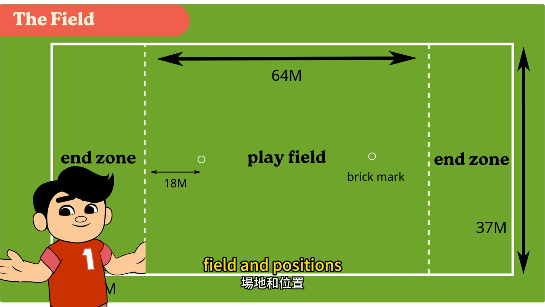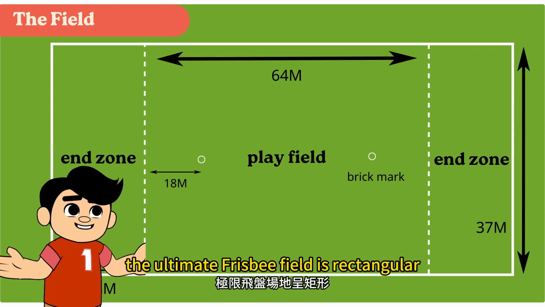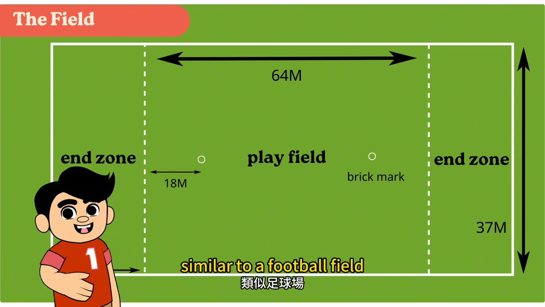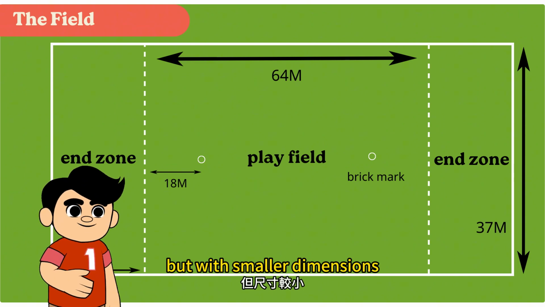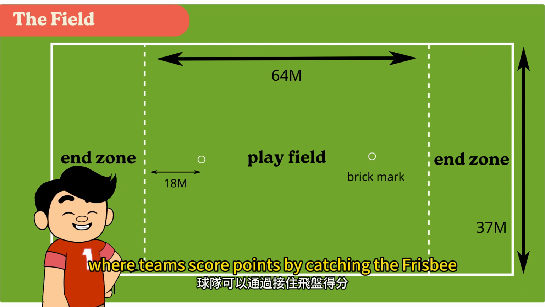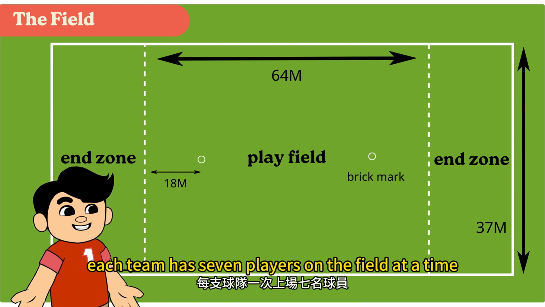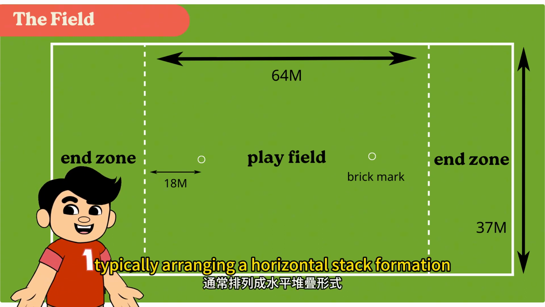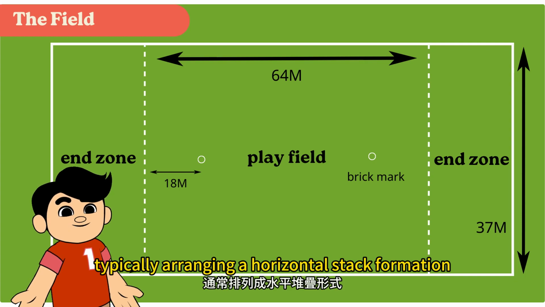Field and positions. The Ultimate Frisbee field is rectangular, similar to a football field, but with smaller dimensions. It consists of two end zones, where teams score points by catching the Frisbee. Each team has 7 players on the field at a time, typically arranged in a horizontal stack formation.